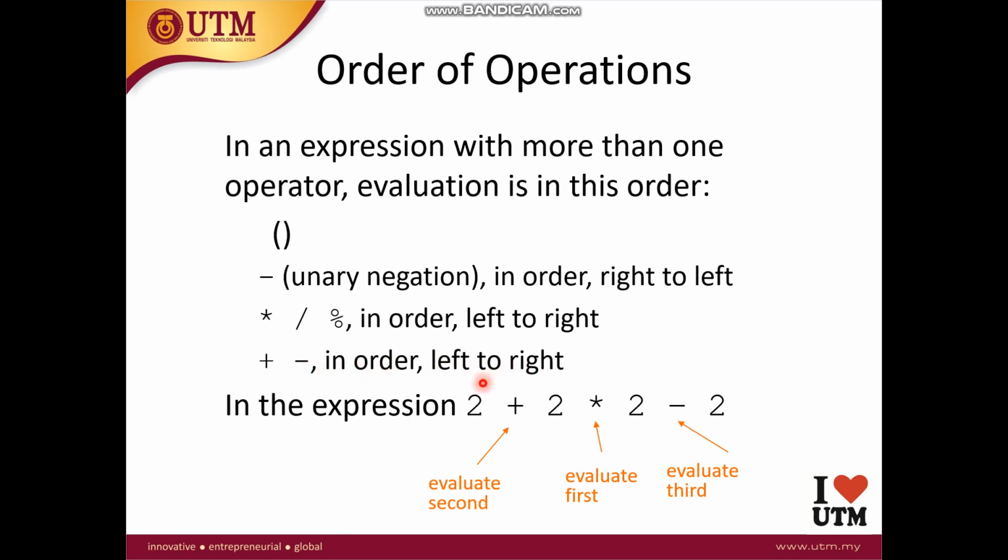And so we've got this expression, 2 plus 2 multiplied by 2 minus 2. So it goes from left to right. So this one has the higher priority. So this one is going to be executed.